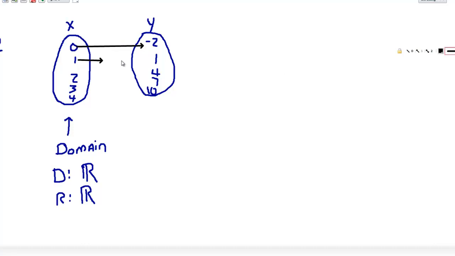The 1 points to the 1. The 2 goes to the 4. 3 goes to the 7. And 4 goes to the 10.